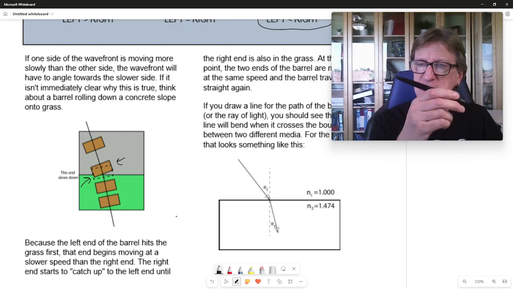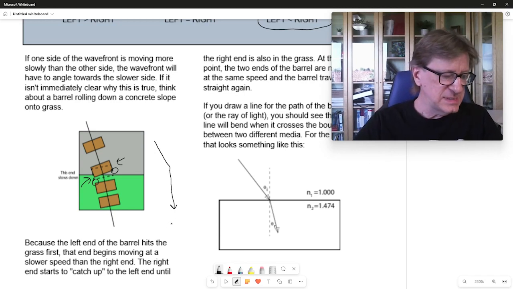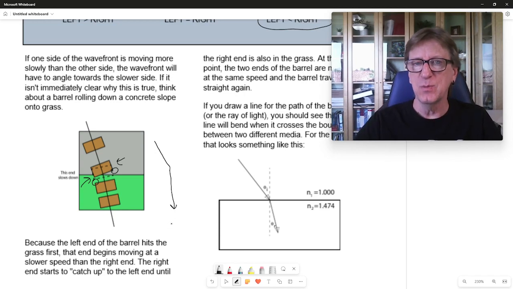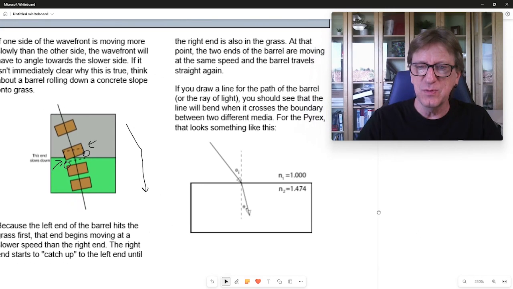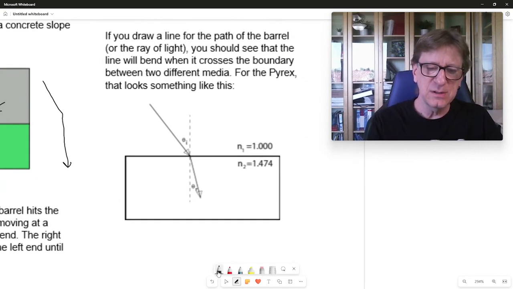And so that means that it's going to curve just a little bit. It's going to turn because this end is not moving as fast as this end. And so that gives me kind of a bent path. So I move this way and then I move this way for that barrel. Well, the same thing is happening with light. So what happens, let's move this where we can see it. So for Pyrex then, it's going to look something like this.